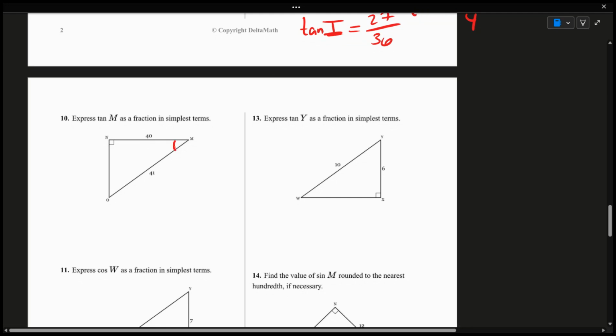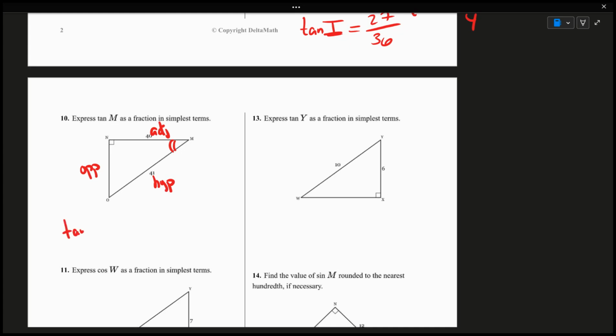Tangent of angle M, all right, that's the angle we're working with. We know this is the hypotenuse. Relative to angle M, opposite. Therefore, this must be adjacent. We want the tangent of angle M. Once again, that's opposite over adjacent. So the tangent of angle M is equal to, oh no, you're going to have to do some Pythagorean theorem. I know the answer is 9. Using those triples, 9 over 41.